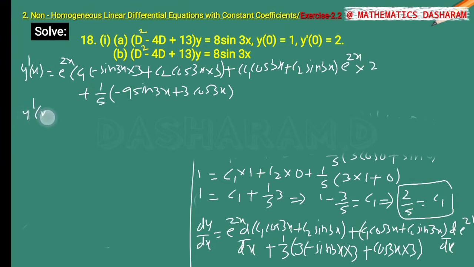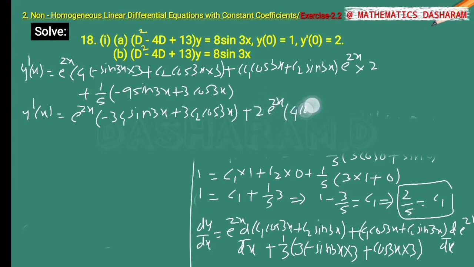So y dash of x equals e to the power of 2x into minus 3c1 sin 3x plus 3c2 cos 3x, plus 2 into e to the power of 2x, c1 into cos 3x plus c2 into sin 3x, plus 1 by 5 bracket of minus 9 sin 3x plus 3 into cos 3x.